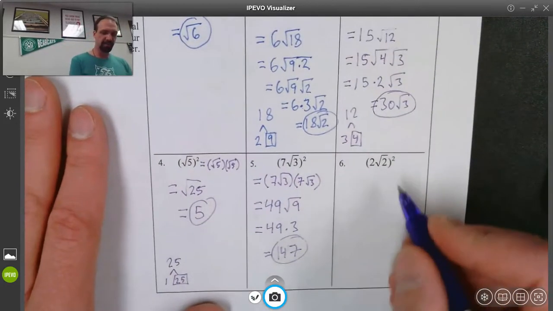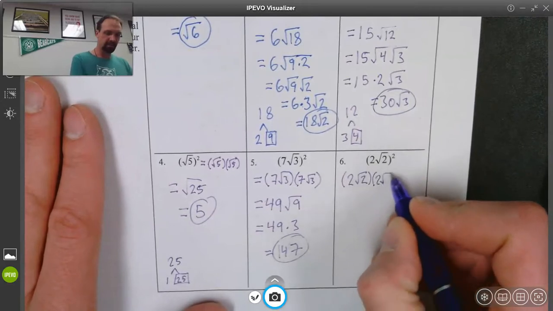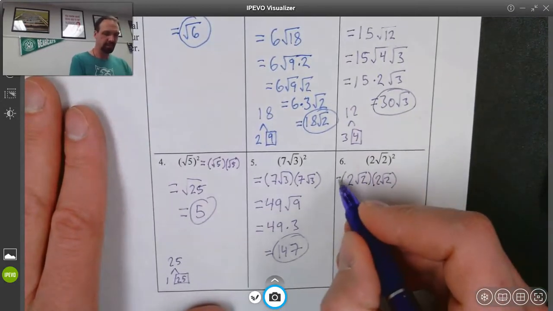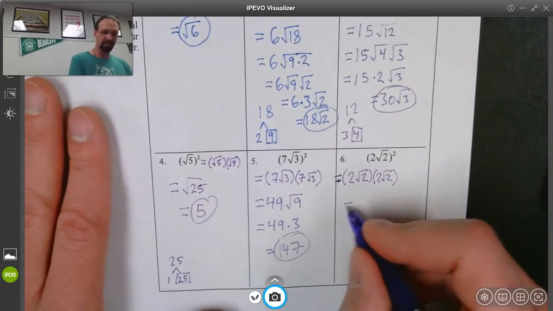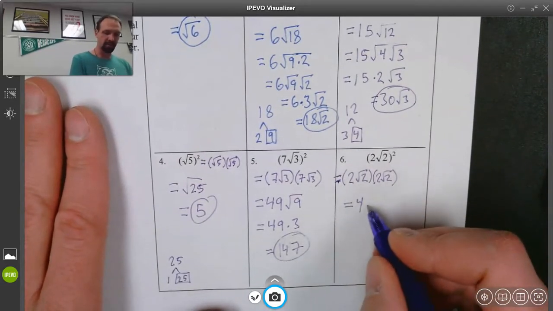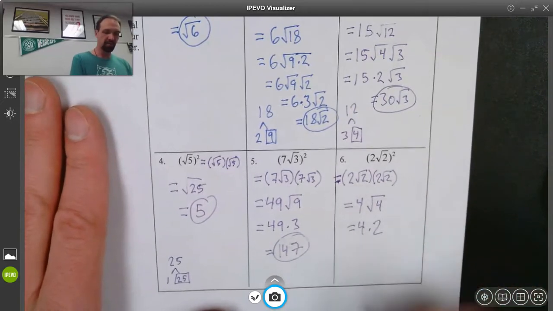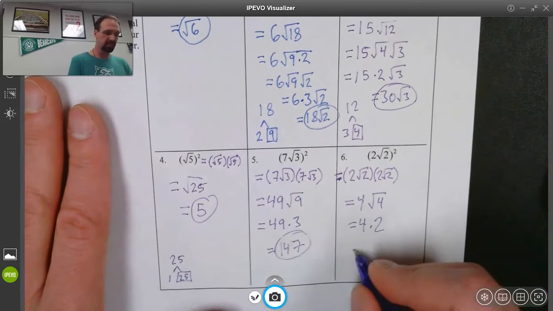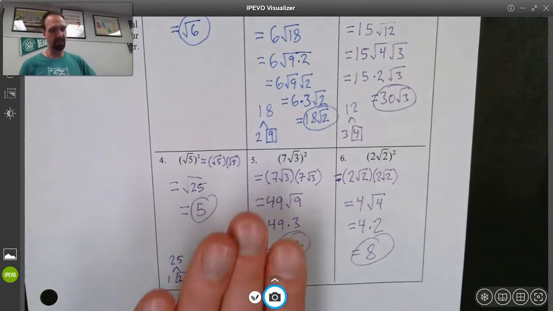Number 6. 2 square root of 2 squared. 2 square root of 2 times 2 square root of 2. Man, there are a lot of 2's here. So many 2's. It's like a ballerina. 2 times 2 is 4. And then square root of 2 times square root of 2 is square root of 4. And then I know the square root of 4 is 2. So I have 4 times 2. So that's going to be 8. All right, next page.